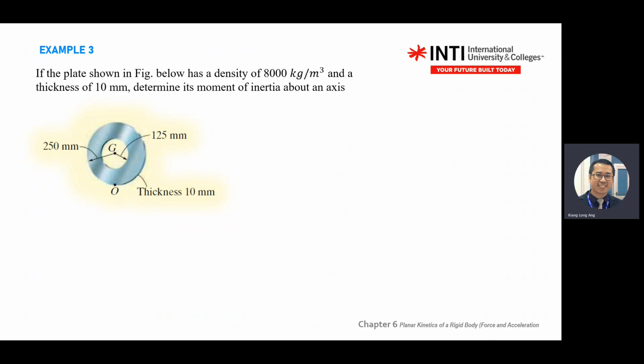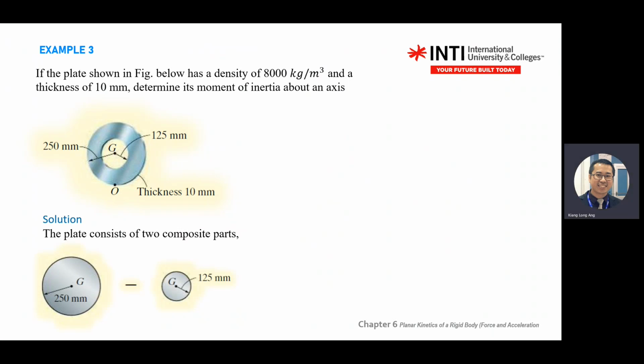Now, if you're given this diagram, you have a density given, you have a thickness given, determine the moment of inertia about an axis. So this basically is two circles, big circle minus small circle, you get the second moment of inertia, right? Now, how to calculate the moment of inertia for the big one? The big circle is 250 mm, the small circle is 125 mm. So how to calculate?